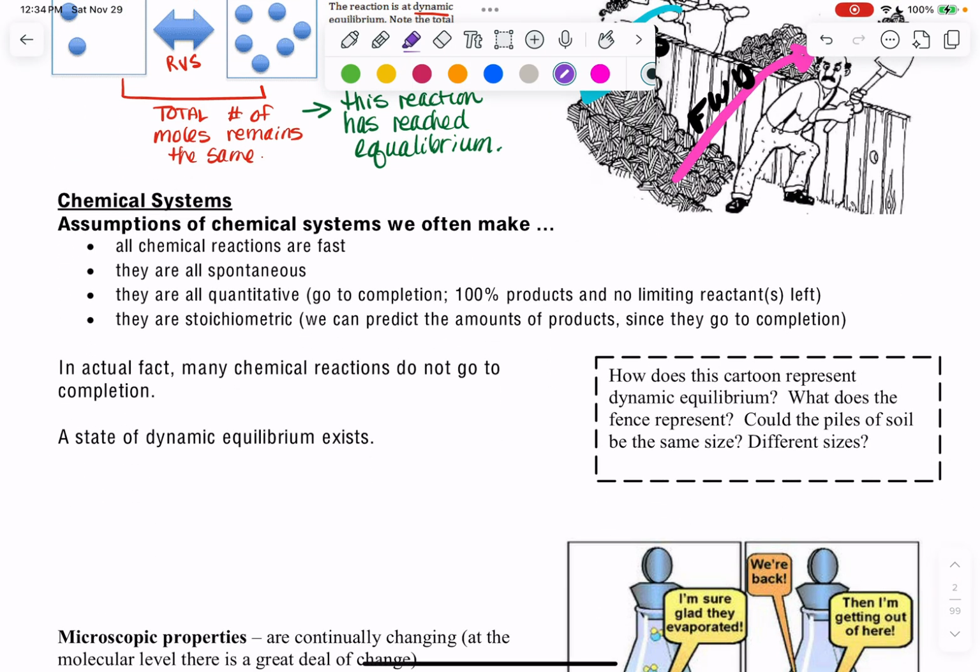So what are some assumptions that we make when we talk about these chemical systems? The first assumption that we make is that chemical reactions are fast, right? We're just assuming that. We're also assuming that all reactions are spontaneous. We're not assuming there are non-spontaneous reactions. So we're not talking about reactions that occur in electrolytic cells.